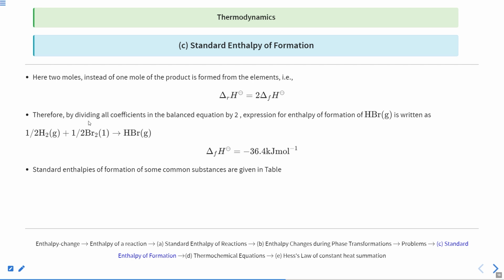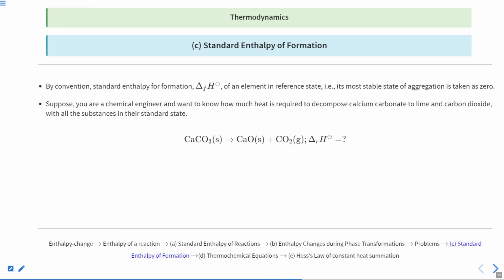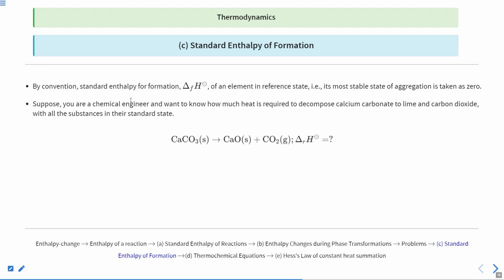Similarly, we can do it in this way also. If you divide this whole reaction by half, then whatever the enthalpy change during the reaction is, that will be your delta H formation. So you should form only 1 mole, not 2 moles, or else it will be wrong. Clear? Okay.